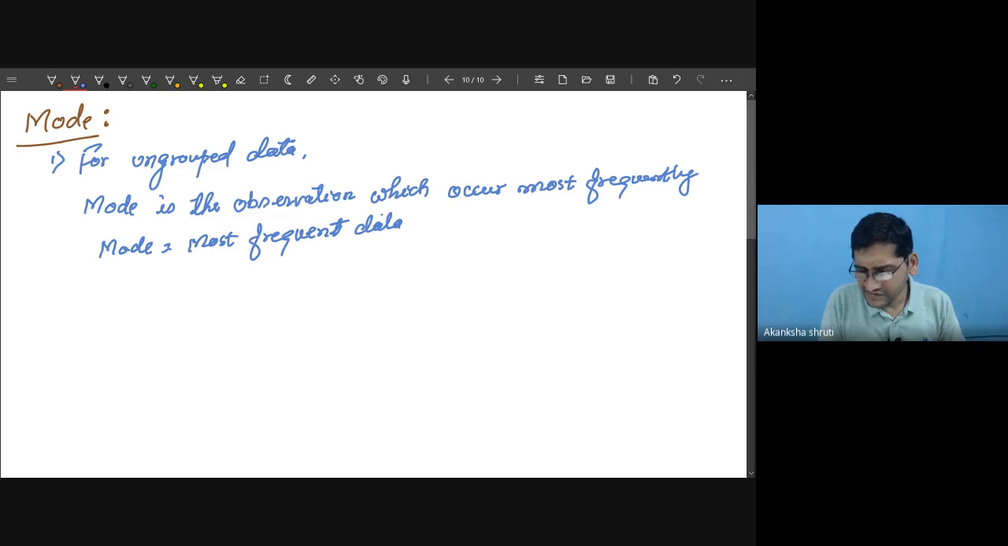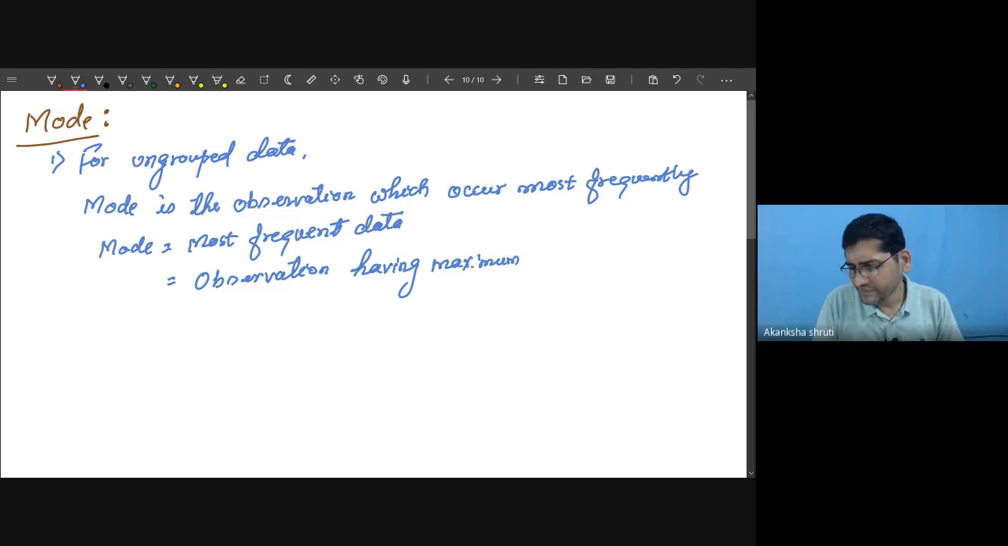or this is also called the observation having maximum frequency. Maximum frequency.